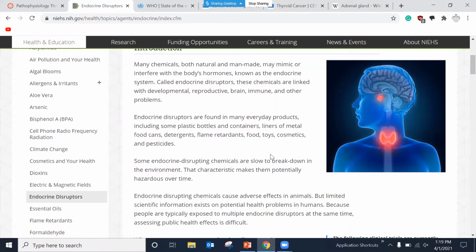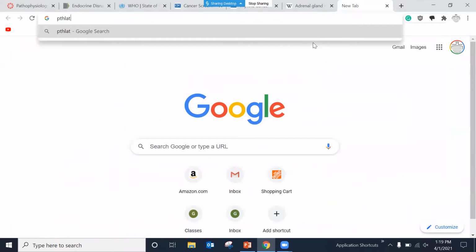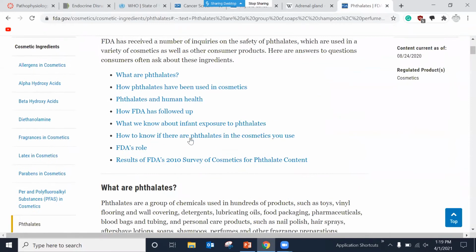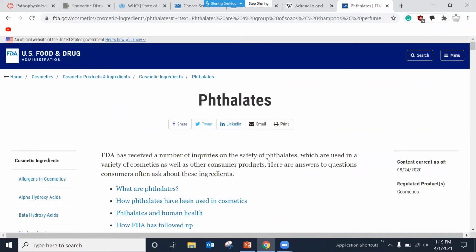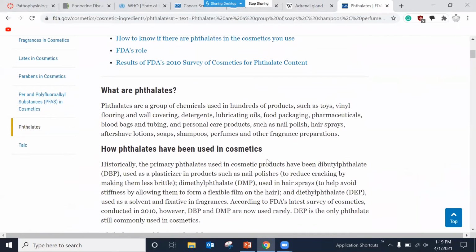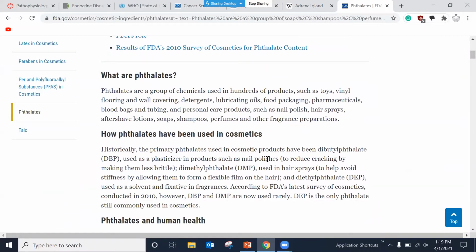Another source of plastic in the environment, and when I say plastic, there's a weird word that I can't pronounce. Can't even spell it, apparently. Phthalates. I'm assuming the pH is silent. Phthalates. Phthalates are used in cosmetics and lots of other consumer products. So the problem with phthalates is that they do seem to be endocrine disruptors.